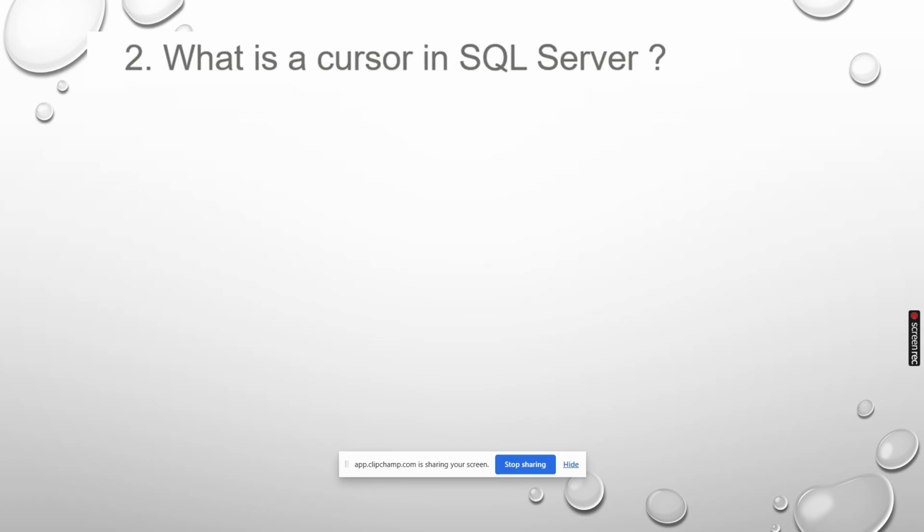Next question is, what is a cursor in SQL Server? A cursor in SQL Server is a database object. It's used to retrieve and manipulate data row by row from a result set. Normally, SQL Server works in a set-based manner. A cursor allows you to process one row at a time.